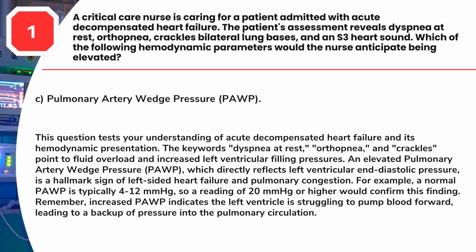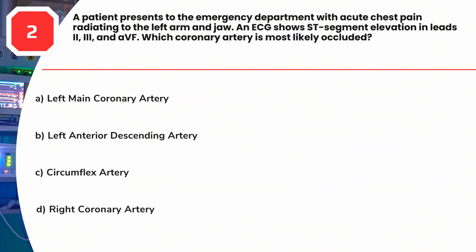For example, a normal PAWP is typically 4 to 12 millimeters of mercury, so a reading of 20 millimeters of mercury or higher would confirm this finding. Remember, increased PAWP indicates the left ventricle is struggling to pump blood forward, leading to a backup of pressure into the pulmonary circulation.